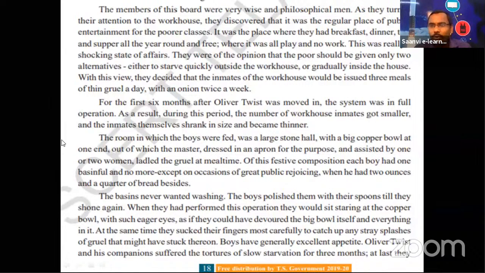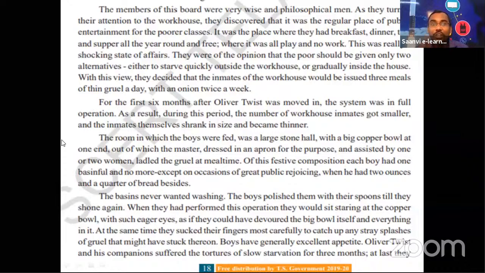You go to a function, boys don't mind others who are sitting around. They will start eating quickly. But girls, how do they eat? They will look around. Is anybody noticing me or not? If somebody is noticing me, it is not good to eat like this, isn't it? So they will take rice very slowly and eat in a fashion. But boys, they don't mind. They don't check the situation. When they are getting food, they will eat without looking at anybody. So boys generally have an excellent appetite.